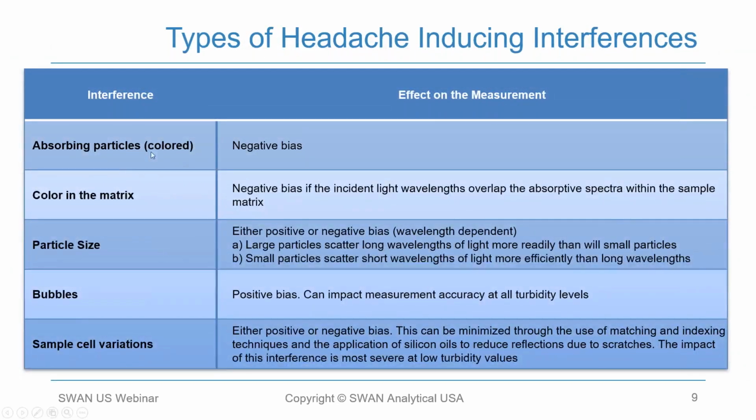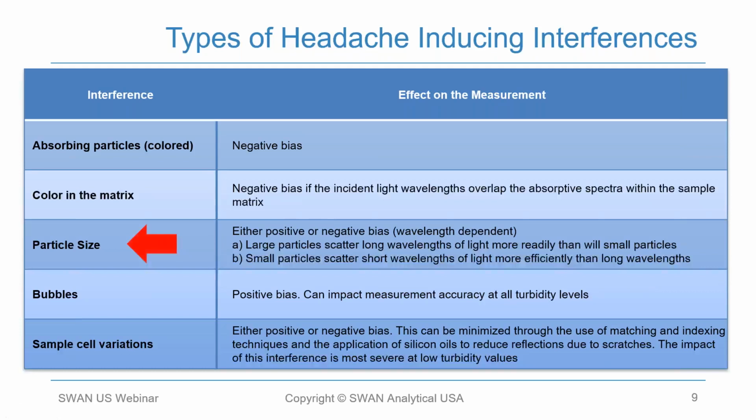When we talk about absorbing particles, remember, we're measuring scattering at a 90-degree angle, not attenuation. But any particle absorbance would reduce turbidity artificially, as it wouldn't reflect. It would be absorbed by the particle. So you could see where that could cause a negative bias. Also, color in the matrix. It can cause a negative bias if the incident light overlaps the absorptive spectra within the sample matrix.